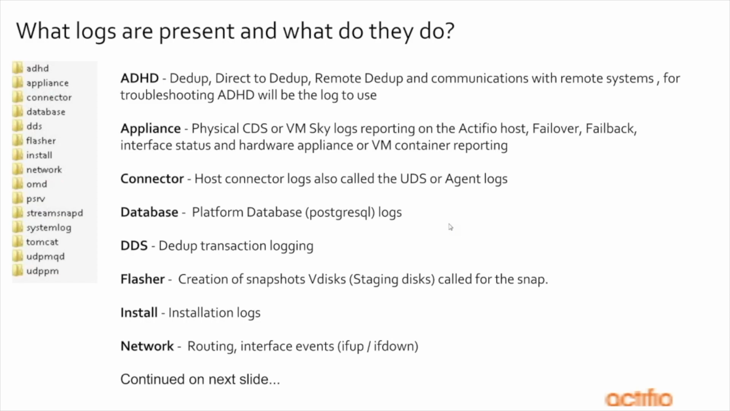So the very first one is the Adhd log. Now, this is the dedupe log. This captures everything for dedupe, direct to dedupe, and remote dedupe. This also covers any sort of remote connections to other clusters. So if you have a remote DR site, either on the other side of the world or just on the other side of the data center, the communication between these clusters will be logged in the Adhd logs. If you have a dedupe issue, the Adhd log is the log to use.